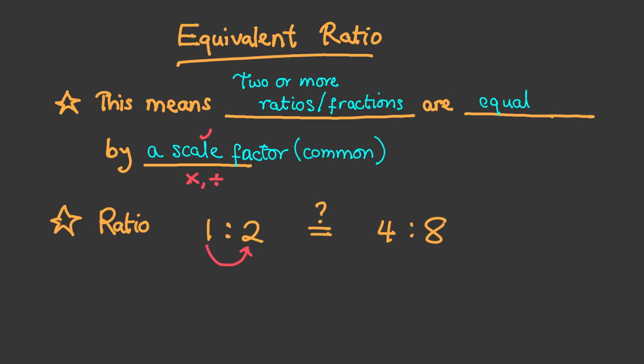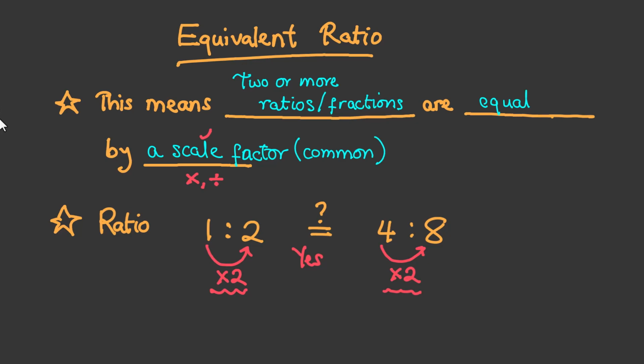And this shows that going from 1 to 2, we multiply by 2, which means that let's see whether going from 4 to 8, we also multiply by 2. In this case, yes, if we multiply 4 by 2, we get 8. Therefore, yes, these two ratios are equivalent to each other because they have the same scale factor, which is times 2.